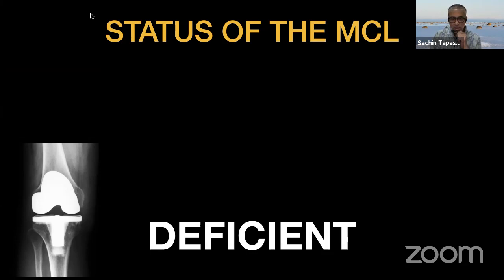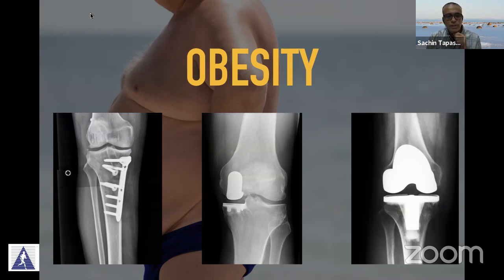What about obesity? It's not uncommon that we see obese patients in our clinical practice. I think when I look at myself in the mirror, I am reminded of the same.